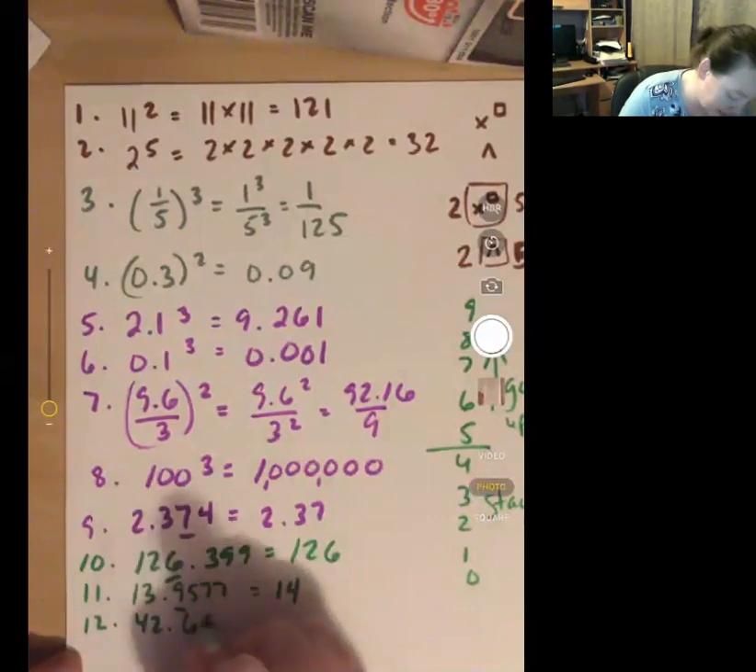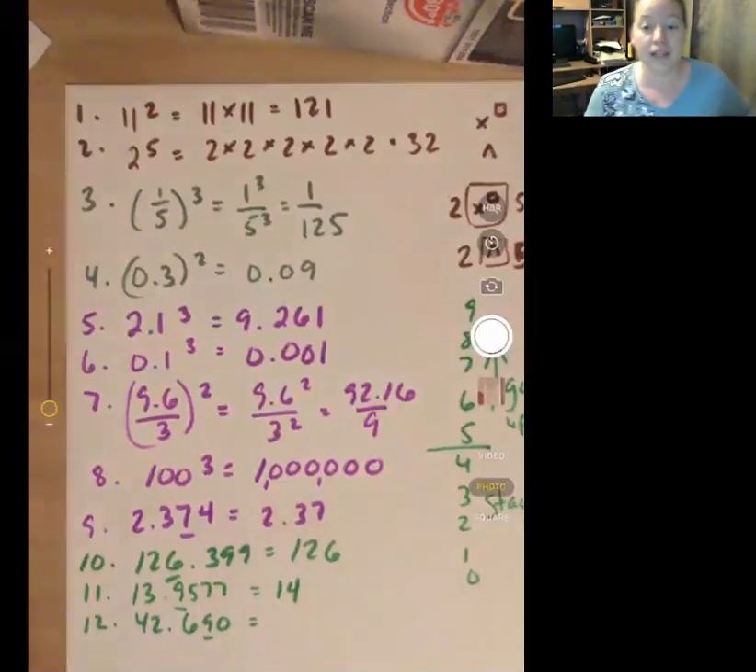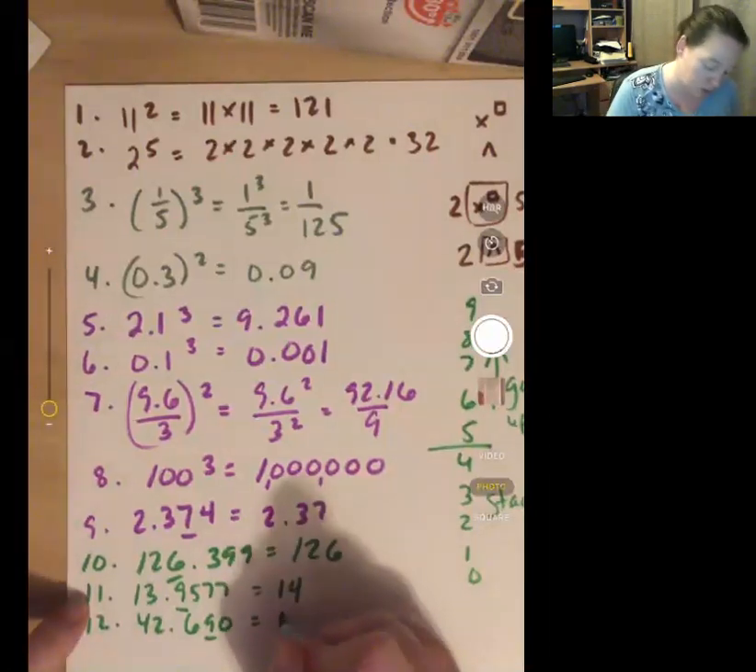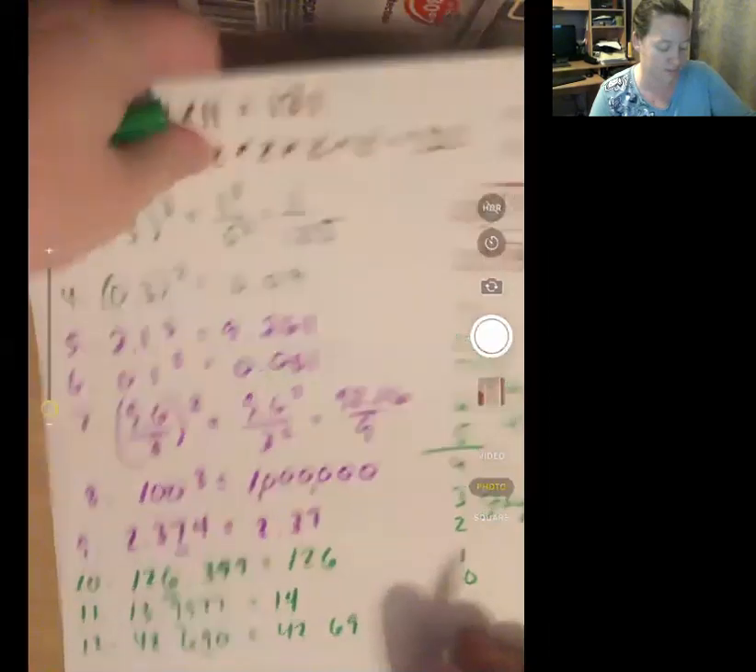Number 12. 42 and 690 thousandths. The 9 knocks on the 0's door. The 0 says stay the same. So we have 42 and 69 hundredths.